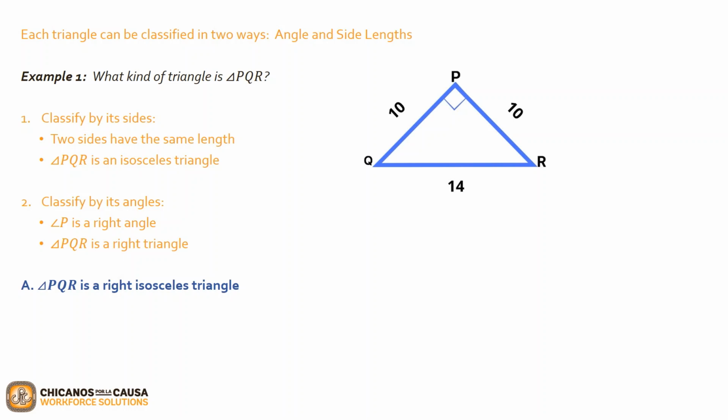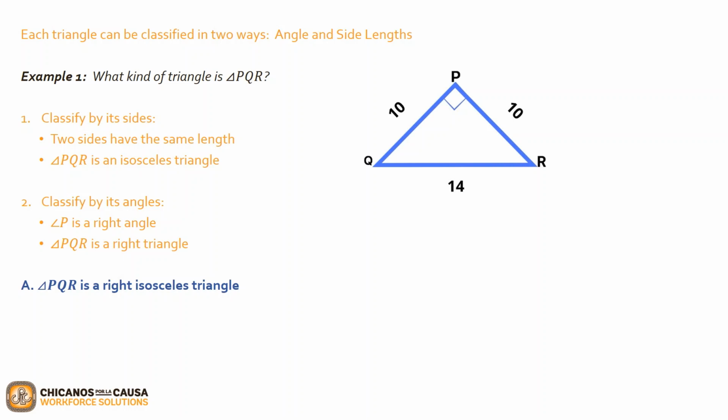Remember that each triangle can be classified in two ways, angle and side length. So let's look at example 1 and determine what kind of triangle is triangle PQR. Just by looking at it, we see that it already has a 90-degree angle, and for the side lengths, we have two side lengths that are the same and one that is different. Just keep that in mind when we are answering the question.